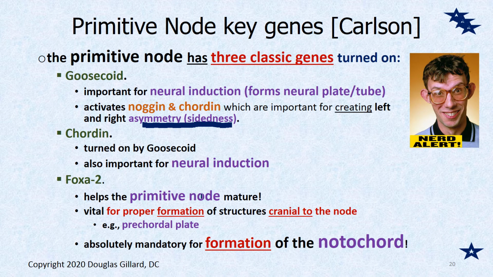FOXA2 is really important for maturing the primitive node itself. So that's important. And it's also vital for formation of structures that are in front of the node. Prechordal plate we'll talk about toward the end of this lecture. That's all about FOXA2. And even more importantly, this is the first gene that's super important for forming the notochord. And that's what we'll talk about in the next lecture.